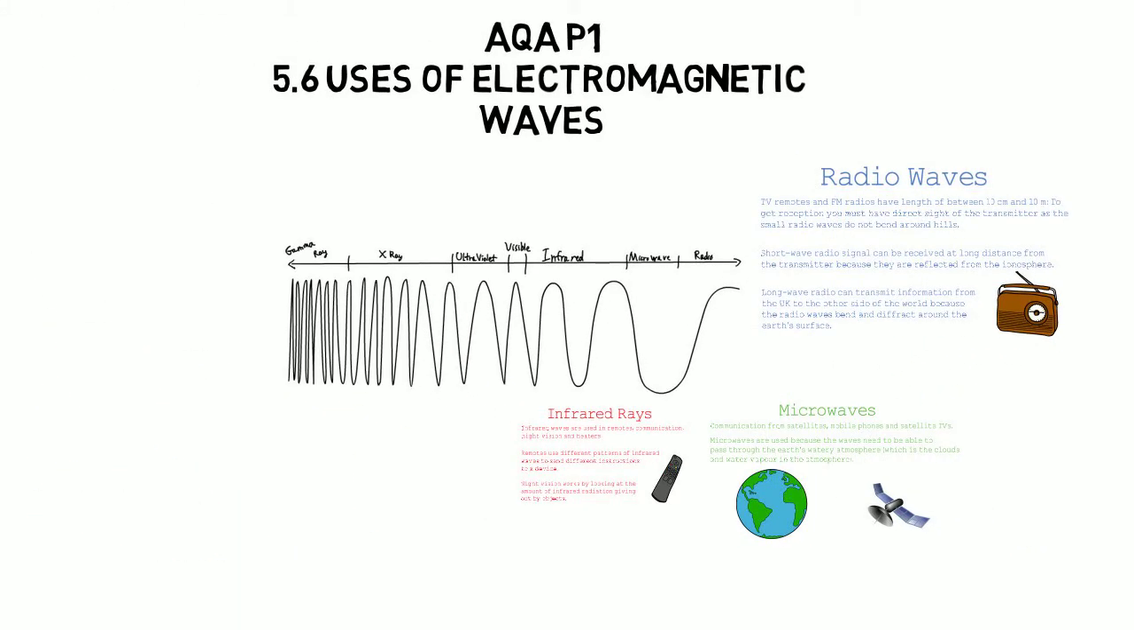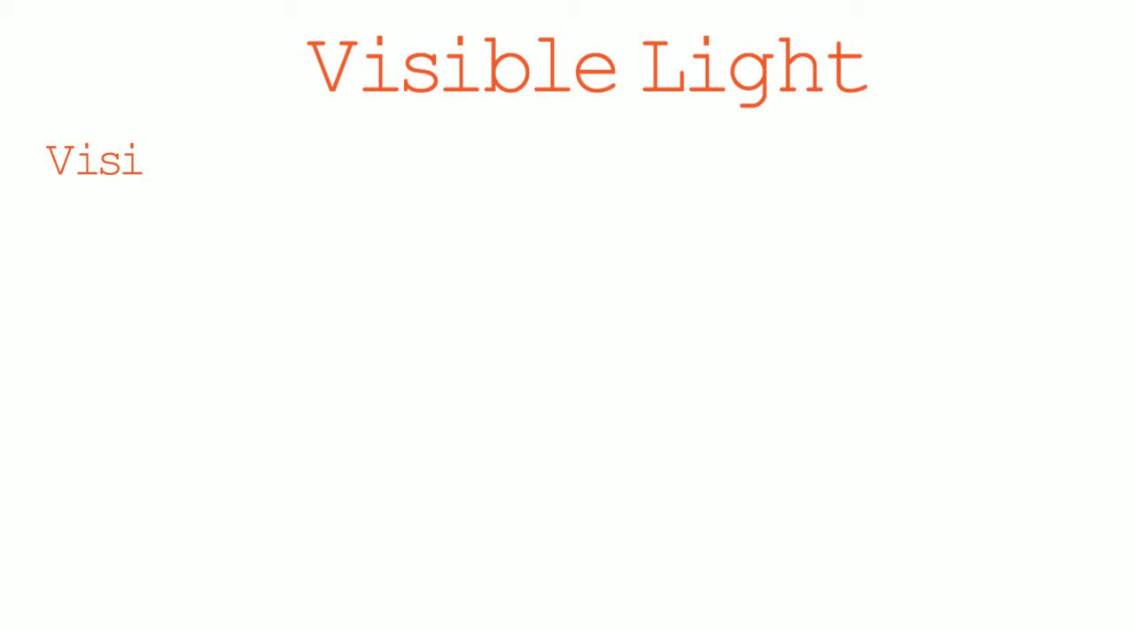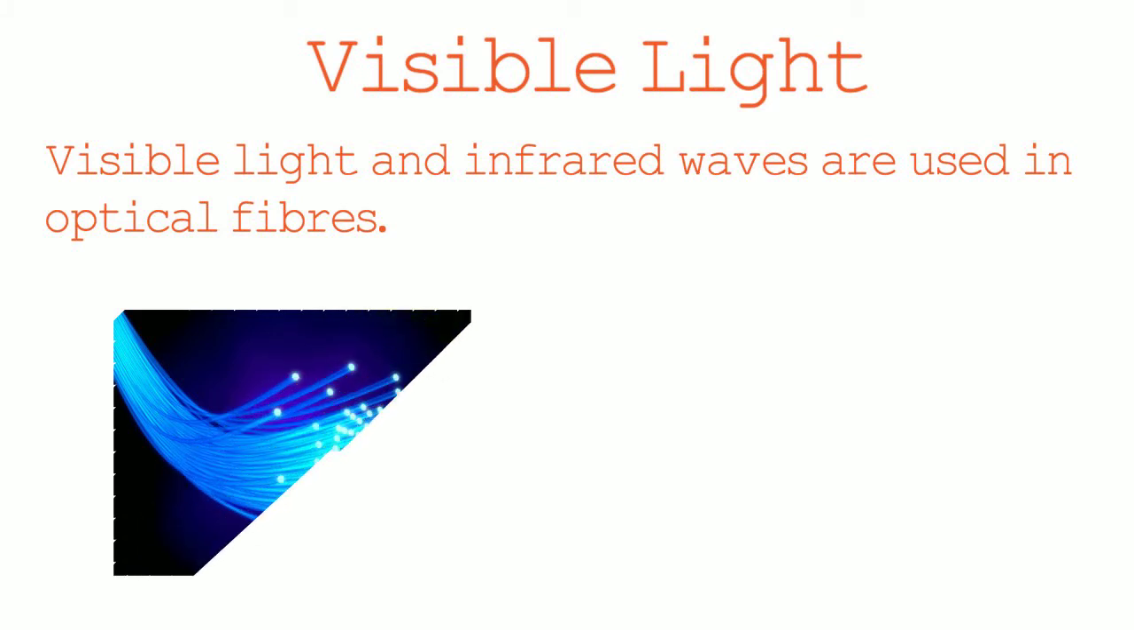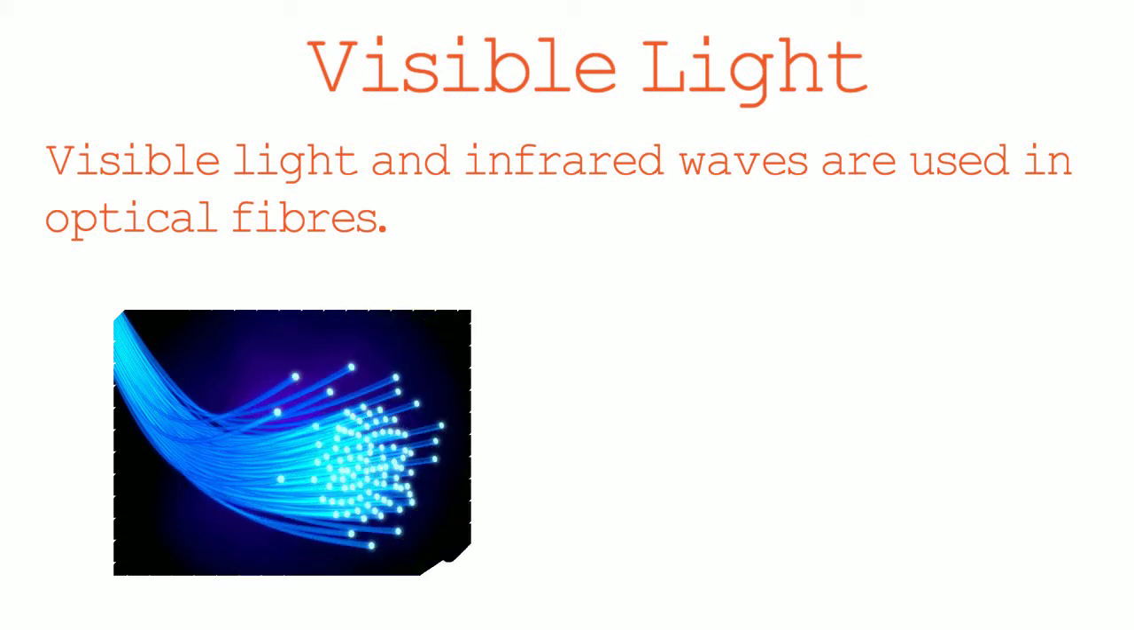We're now going to move on to visible light. Visible light is the only part of the electromagnetic spectrum that we can see. Visible light and infrared waves are used in optical fibres. An optical fibre is a thin rod of high quality glass. Light goes into the glass at one end and it undergoes repeated total internal reflection, even when the fibre optic is bent. The light in the fibre optic never leaves the glass and is constantly reflected.